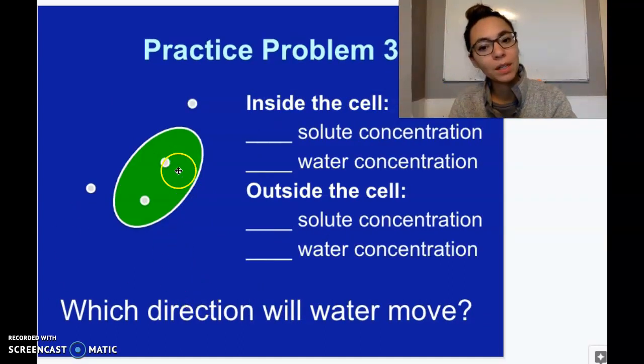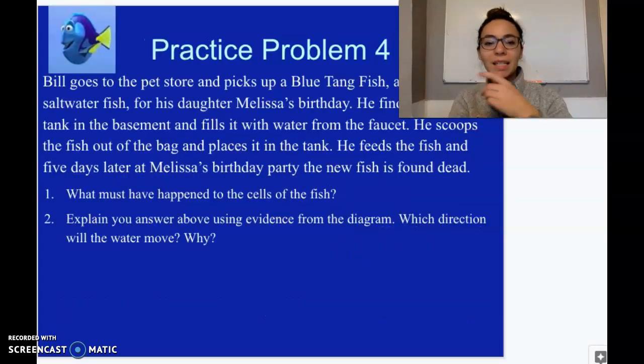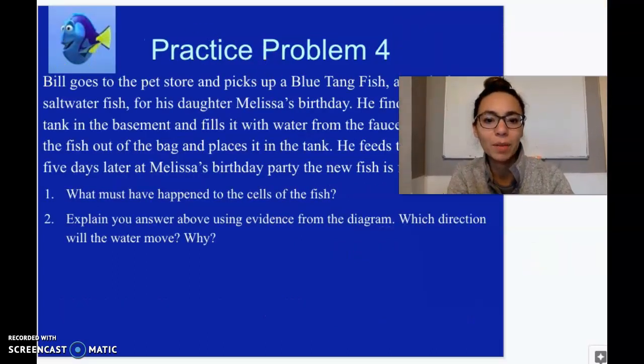How about this one? We've got equal concentration of solutes in and out of the cell. What's going to happen? Yeah, the water's going to move equally in both directions. This is a happy cell. Now let's do a little more in-depth problems.